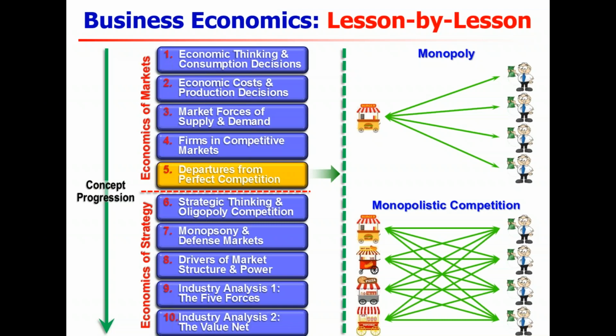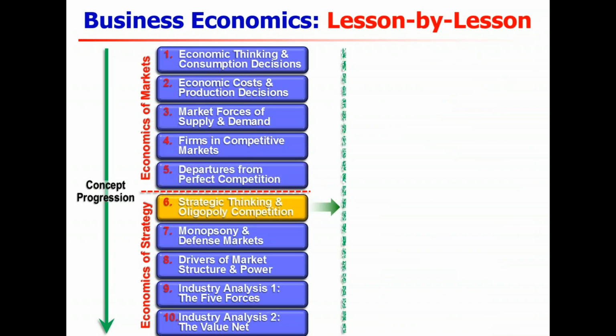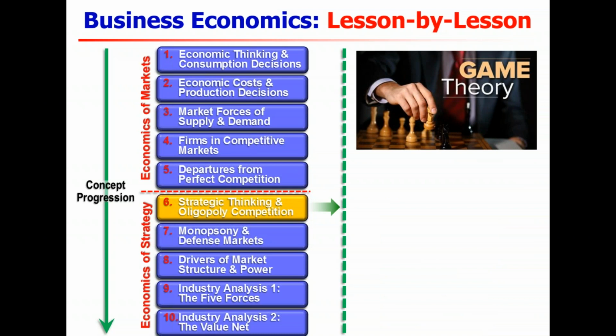So these are more realistic examples of markets than the perfect competition example. And so that will conclude the first half of the course, which is about the economics of markets. The second half of the course is all about economics of strategy. And to do that, we first have to give you the principles of strategic thinking, which are in the field of game theory. And we'll talk about what that really means.